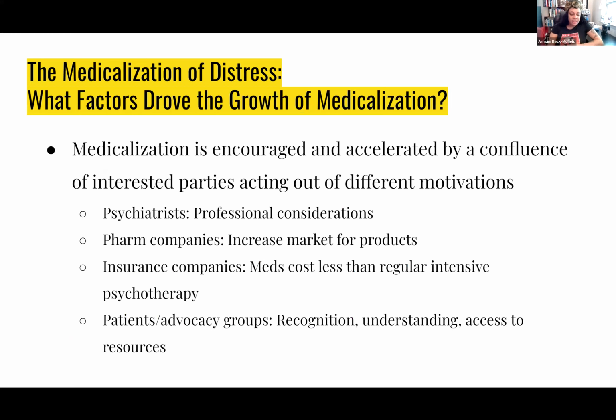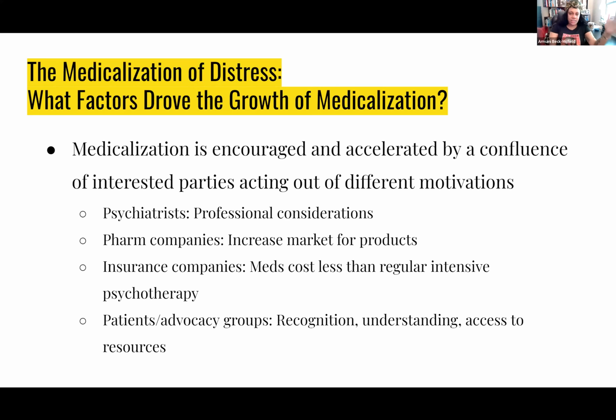So what has driven this growth of medicalization? A lot of things. It's not just one. It's not that it's just big pharma or psychiatrists are bad guys. There are a lot of reasons why medicalization has increased. So psychiatrists, there are professional considerations. Again, the legitimacy of the field. Pharmaceutical companies. I'm not going to sit here and say that big pharma doesn't care about diagnoses. They do. I mean, it's just truth.